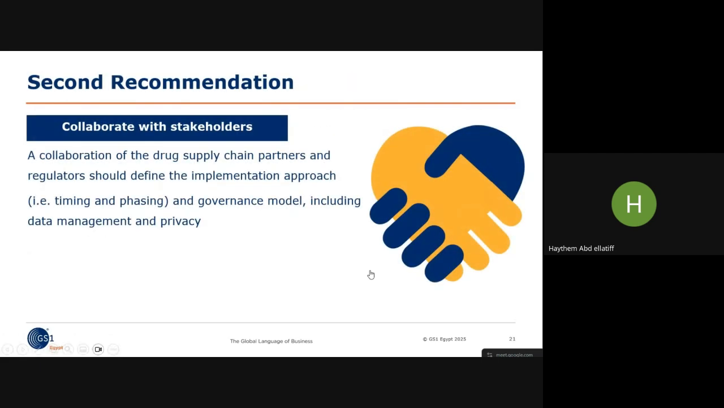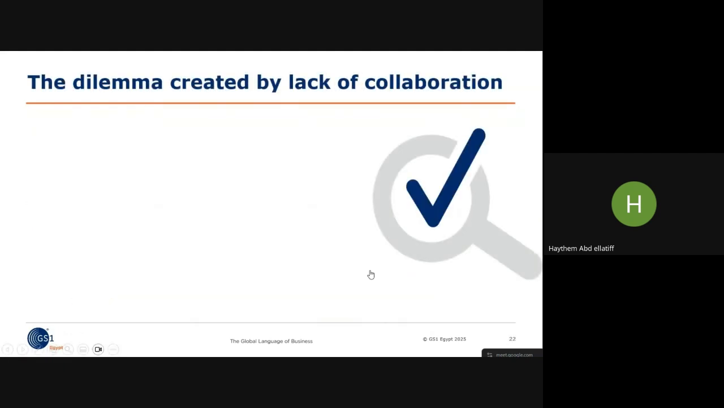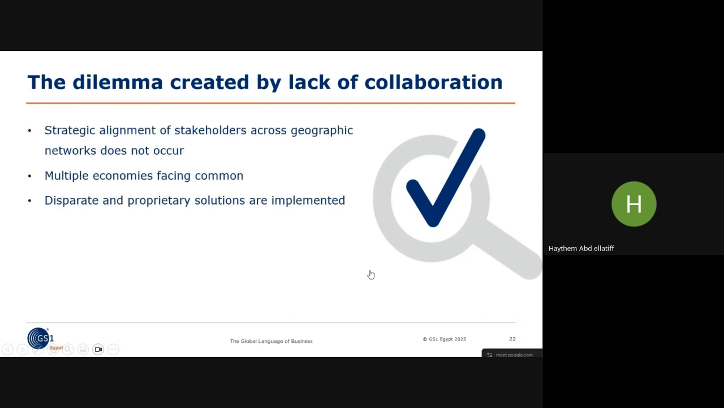The second recommendation is to collaborate with the stakeholders: the regulator, and maybe the manufacturer, 3PL, CMOs, distributor, and the pharmacies and hospitals. All the stakeholders have to collaborate with the regulator. And the dilemma will be that the process will be very complex, the timeline will be extended, and cost will be increased if they lack collaboration.